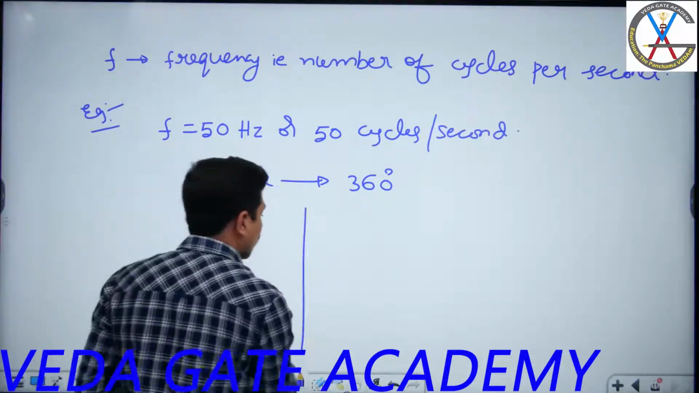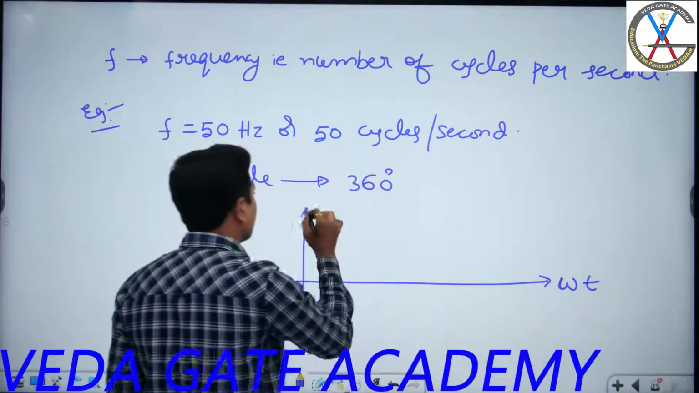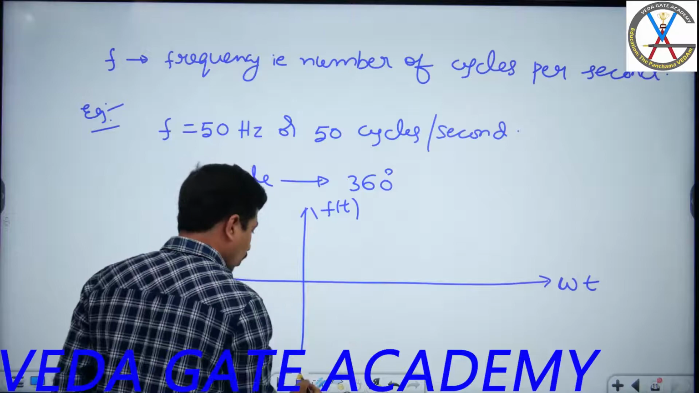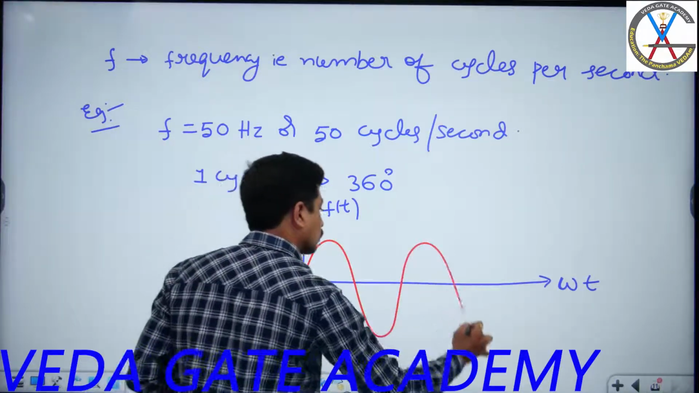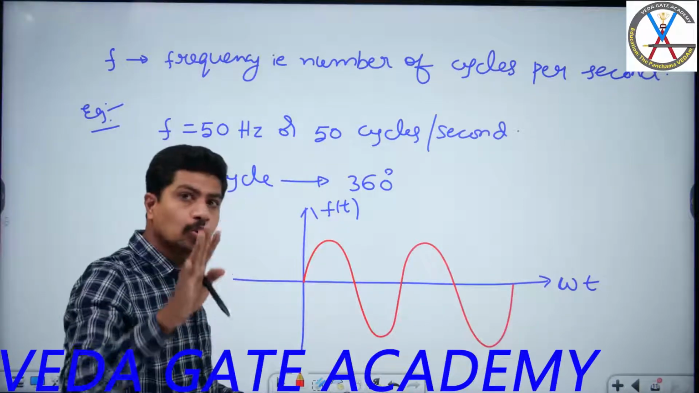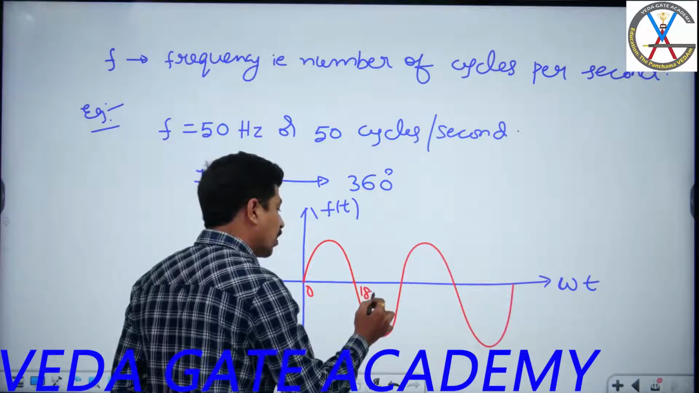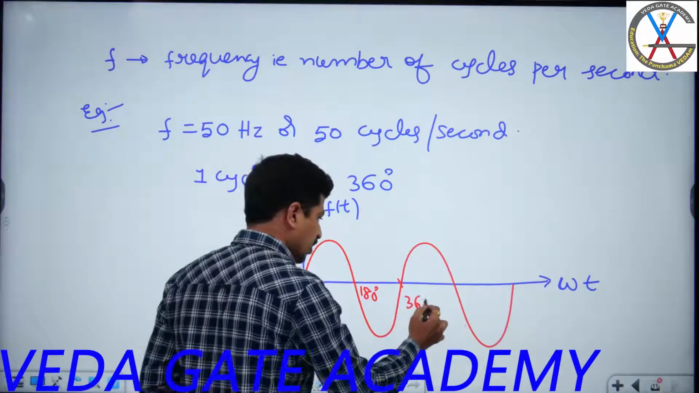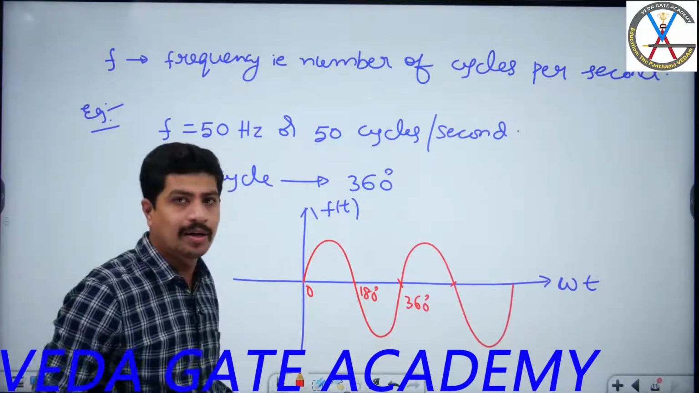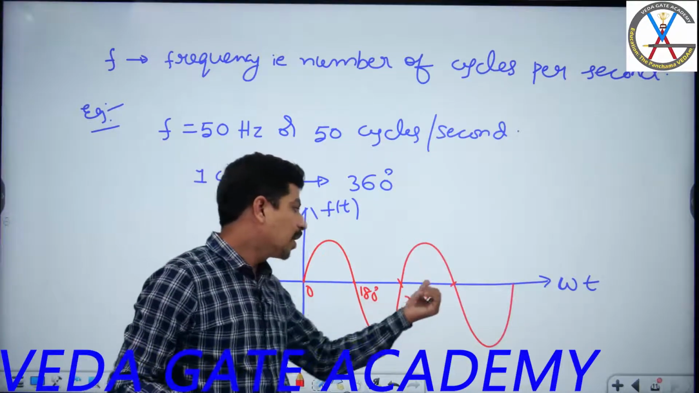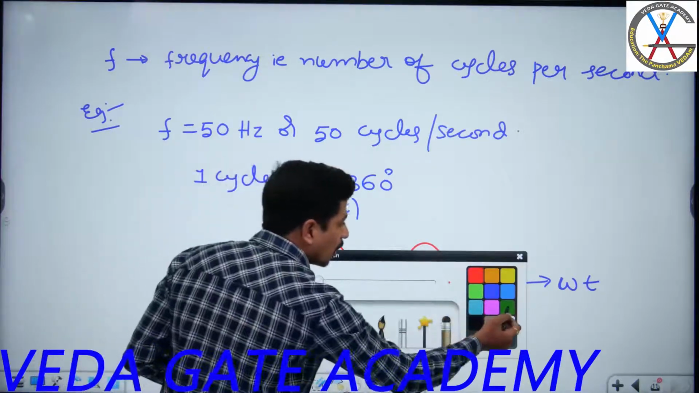I'm drawing the cycle, a sinusoidal waveform. Let us take the axis as omega t. This is some f of t. Observe here. I have drawn 2 cycles. This is 0, this is 180 degrees or pi radians, this is 360 degrees, this is 540, that is 720. This is 0, pi, 2 pi, 3 pi, 4 pi. One full cycle means how many degrees?